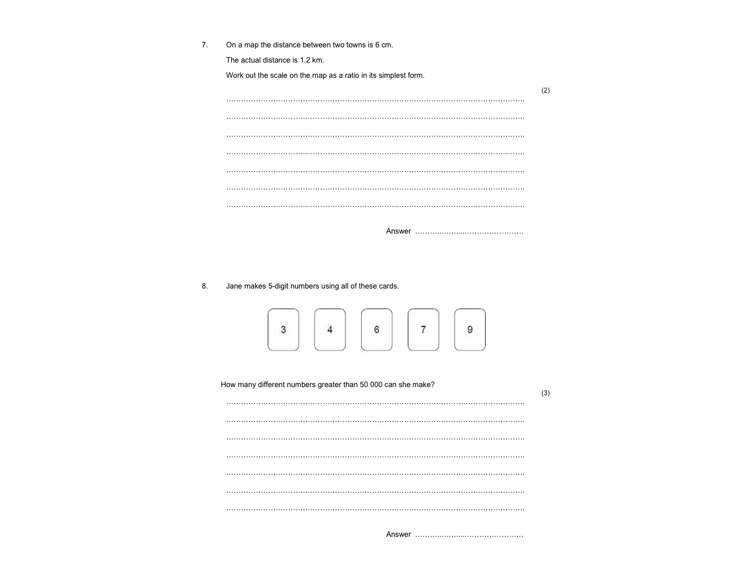So question 7, on a map the distance between 2 towns is 6 centimetres. The actual distance is 1.2 kilometres. Work out the scale on the map as a ratio in its simplest form. So if we compare these two values, the map and then in real life, so 6 centimetres matches up with 1.2 kilometres. So I'm going to convert 1.2 kilometres into centimetres. So that tells me that 6 centimetres.